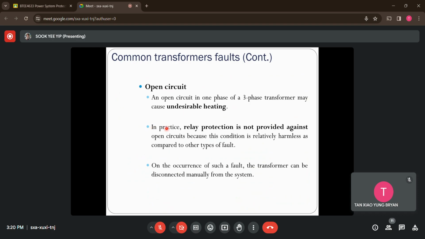But in practice, relay protection is not necessarily given to deal with these open circuit conditions. Why? Because the consequence of having an open circuit winding is not as harmful compared to other kinds of faults, so there's no real need to apply a relay protection system. In the event that one of the phases becomes open, the problematic transformer can be directly disconnected from the system manually for repair purposes. All right, so how about the other one?